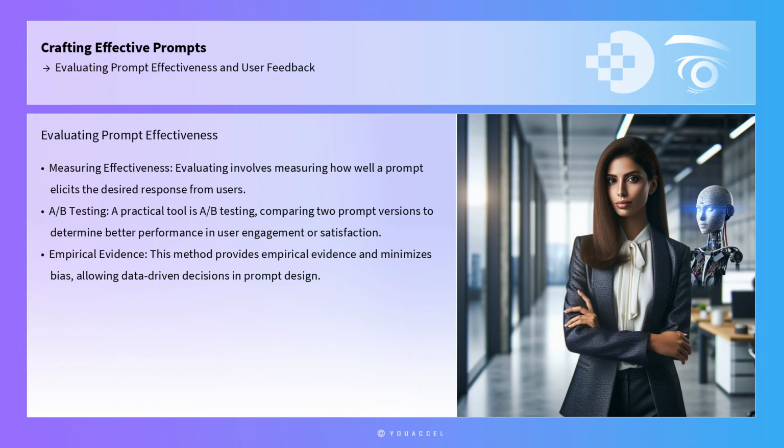One practical tool for this is A/B testing, a method that compares two versions of a prompt to determine which performs better in terms of user engagement or satisfaction. For example, by presenting two different prompts to separate groups and analyzing response rates or quality of interactions, professionals can identify which prompt is more effective in achieving specific goals. This testing method provides empirical evidence and minimizes bias, allowing for data-driven decisions in prompt design.